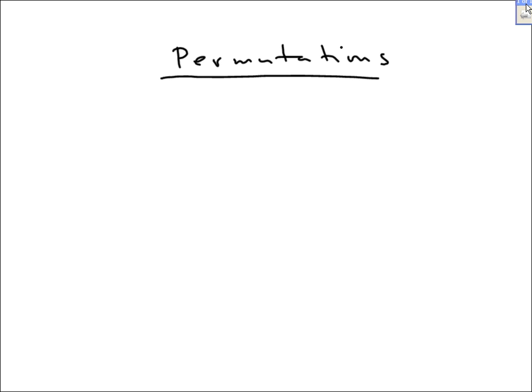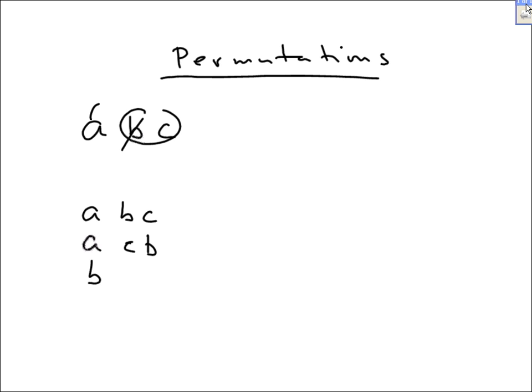Suppose you have the letters A, B, C. How many different ways can you rearrange it? Well, if A is first, then B and C have to follow it. So you can have A and then B, C, or you can have A and then C and then B. If B is first, then there's only two other letters left over, A and C. You can have A first and C second, or C first and A second, where B is always first.